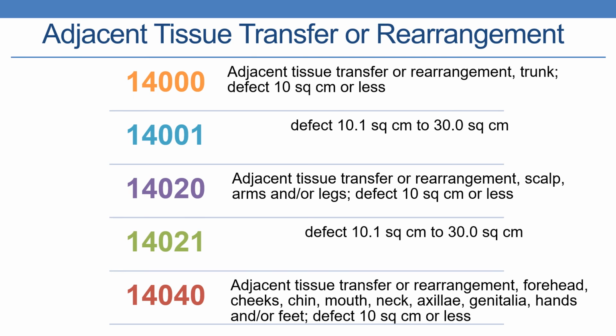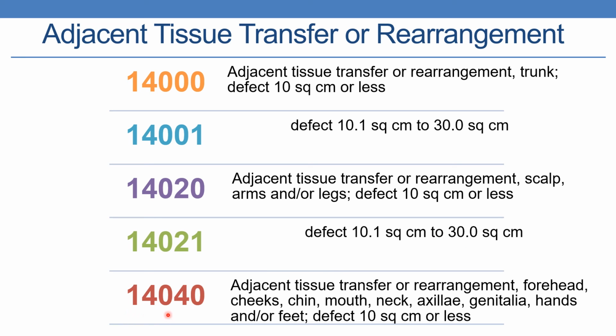Now coming to the various CPTs of adjacent tissue transfer or rearrangement. The first CPT is 14000, adjacent tissue transfer or rearrangement of trunk. The defect length is 10 square centimeters or less. The next is 14001, defect length 10.1 square centimeters to 30 square centimeters. The next code is 14020, adjacent tissue transfer or rearrangement of scalp, arms or legs. The defect length is 10 square centimeters or less. The next is 14021, where the defect length is 10.1 square centimeters to 30 square centimeters.